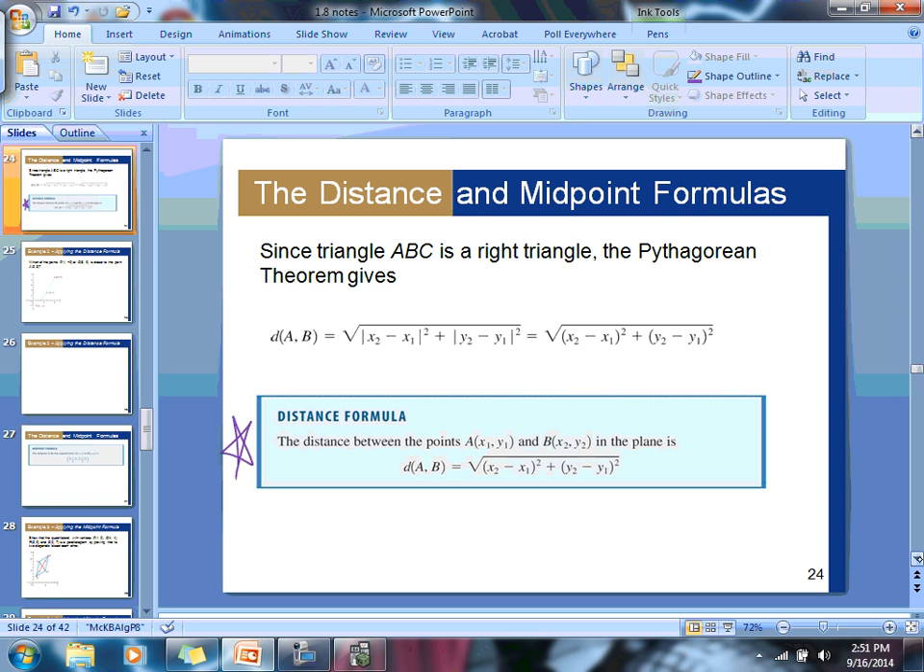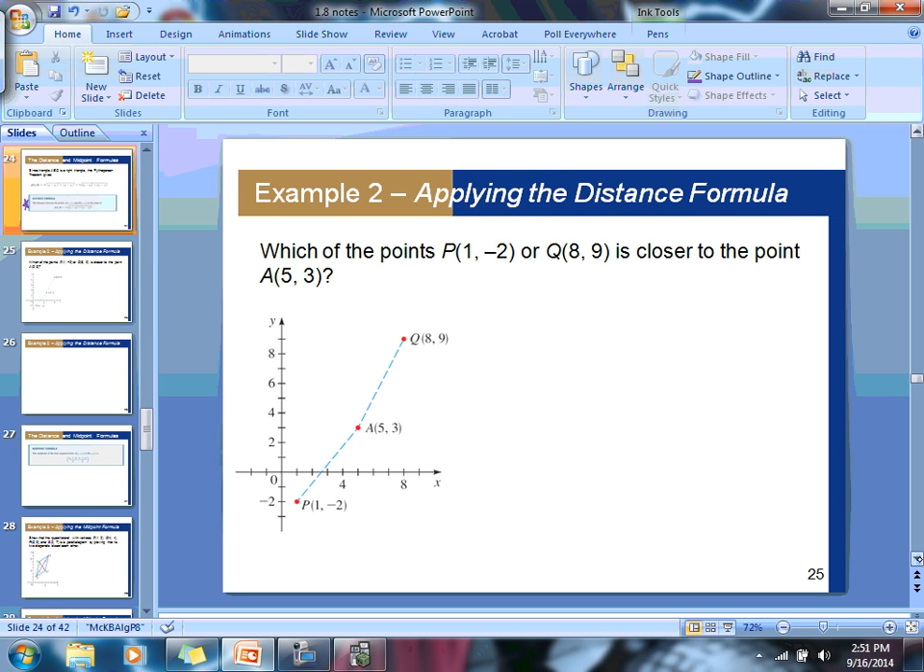So you should know the distance formula, you should have it memorized, and we're going to use it now here in example 2. It says which of the points P or Q is closer to the point A? And they give you the values for the points as well. P is (1, -2), Q is (8, 9), and A is (5, 3).